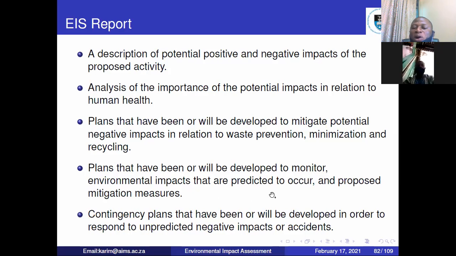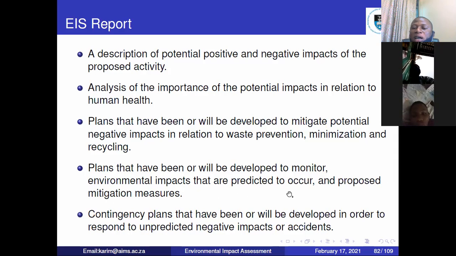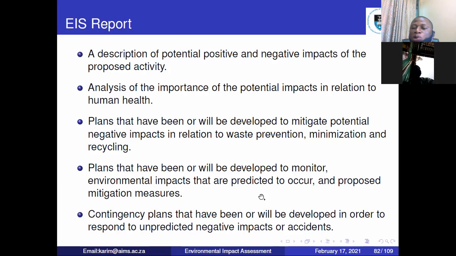So that you'll be able to monitor your project over time, so that you will be able to identify impacts and then be able to predict what is going to happen. Because if you are able to monitor the project, you'll be able to know that, for what I'm seeing, it means that in the next few months or 3 months, this is the impact that is likely to occur. And then what mitigation measures will you adopt? And there should be contingency plans, developed or to be developed, in order to respond to unpredicted negative impacts.